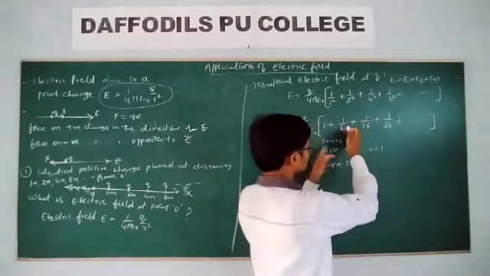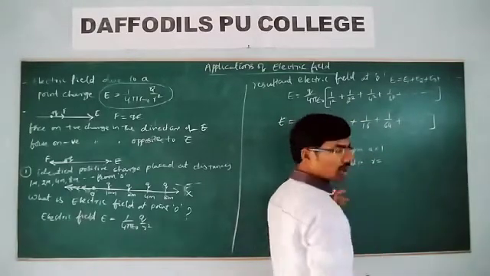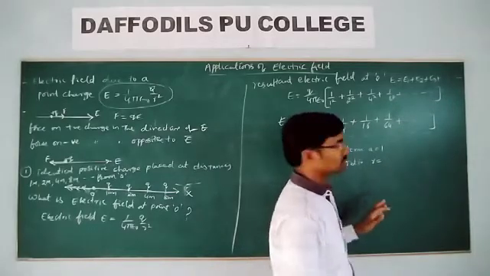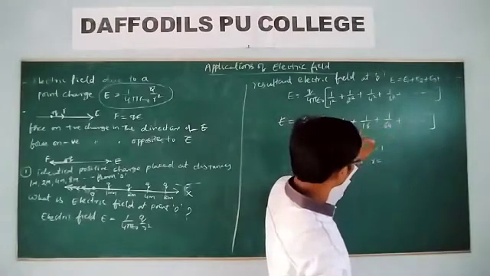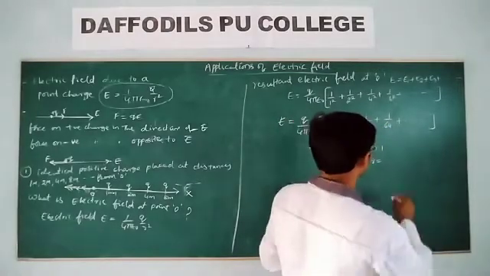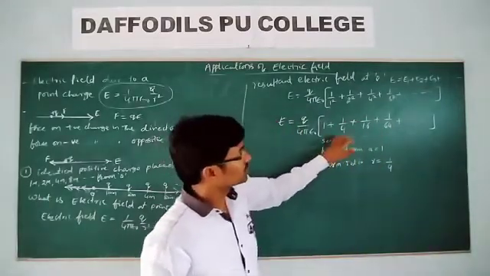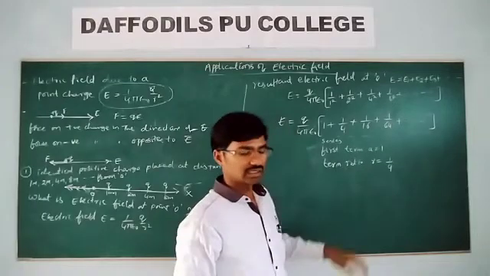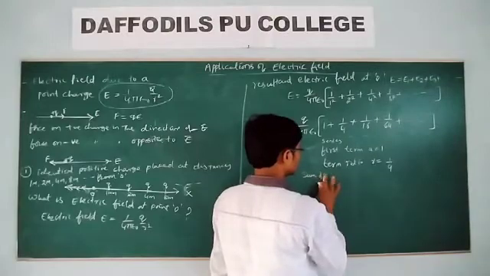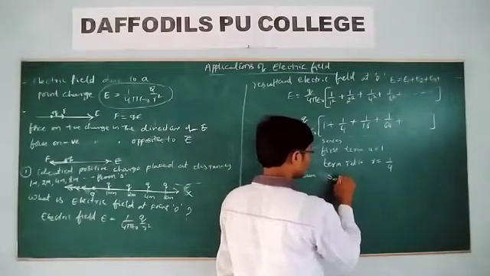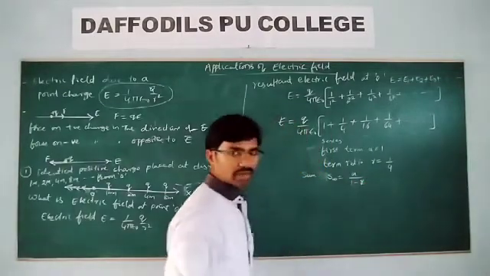What is the term ratio? This one by this one means the ratio of any two successive terms, which is 1 by 4 by 1, or 1 by 16 by 1 by 4, or 1 by 64 by 1 by 16, anything can be taken. Then what will be the ratio? 1 by 4. Then what is the sum of the terms in this series? Yes, the sum to infinity is equal to what? A by 1 minus R.